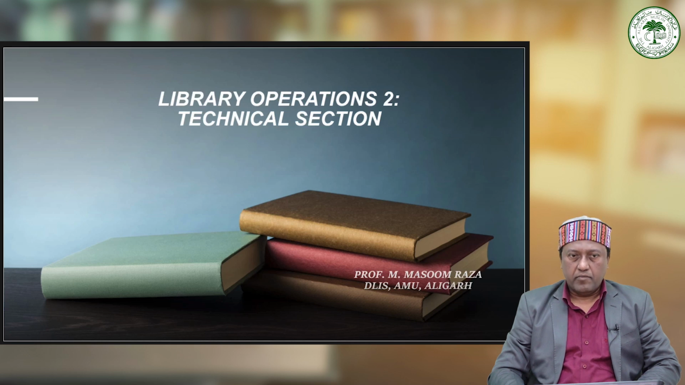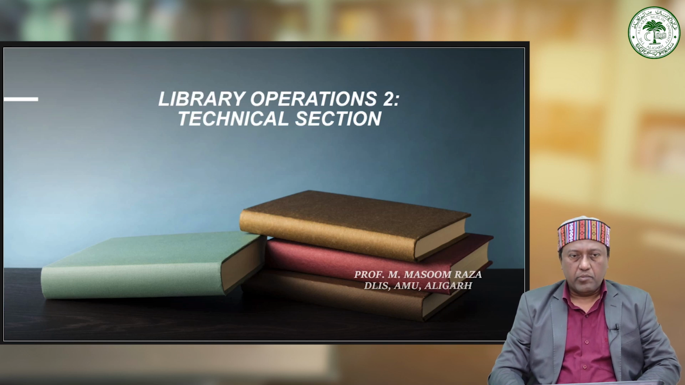So, yesterday we discussed the acquisition section, and we discussed the principles of book selection, the tools of book selection, committees involved in book selection, the process involved, and records involved in book selection and acquisition. So today we'll be covering the next section. The just connected section is the technical section.